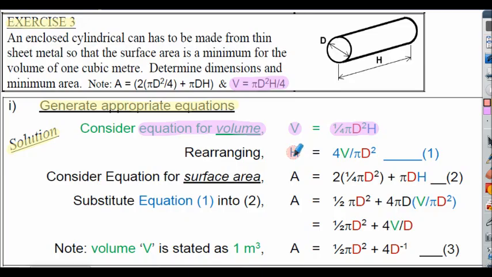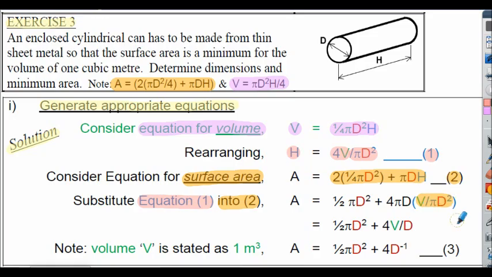Rearrange the equation for h. H is equal to 4v divided by pi d squared. Call that equation 1 for reference. Let's consider the equation for surface area, again given in the question. Slightly rearrange this. Instead of dividing by 4, I'm multiplying by a quarter again, but the same equation. Call that equation 2. And now we simply substitute equation 1 into equation 2 above.